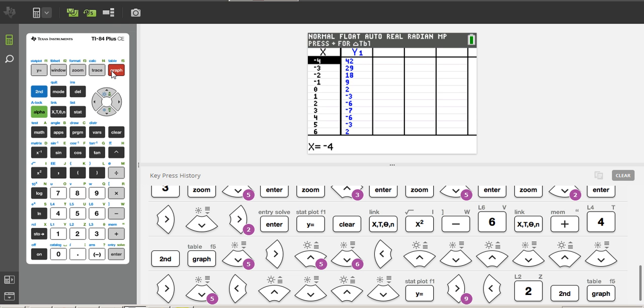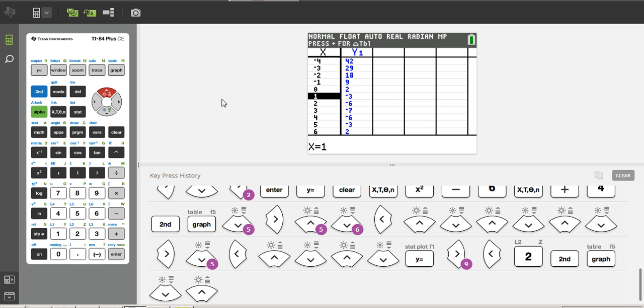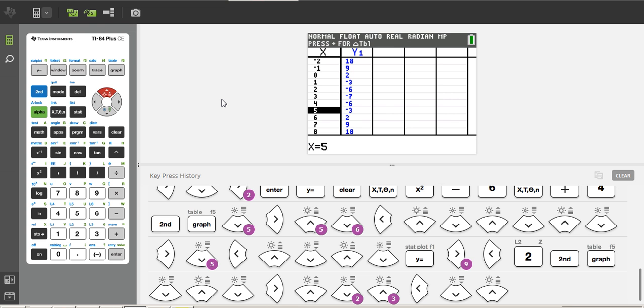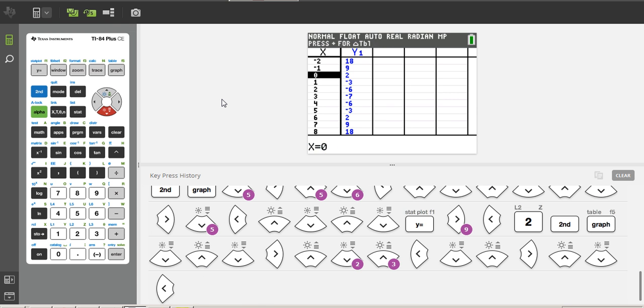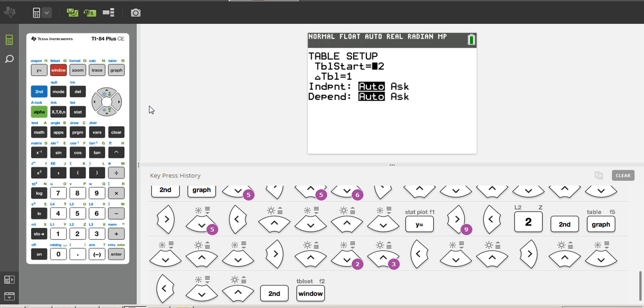We can go to second table, and we know there's a 0 between 0 and 1 because we changed from positive 2 to negative 3. We also know there's a 0 between 5 and 6. So let's narrow down the options between 0 and 1. We'll go to second table set, and let's go back to that for just a sec.